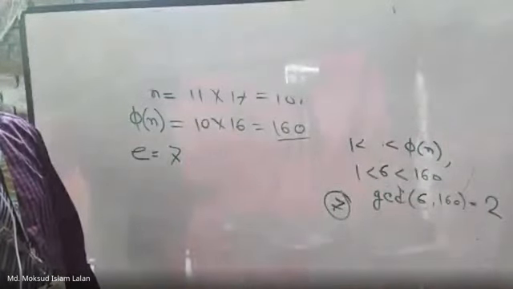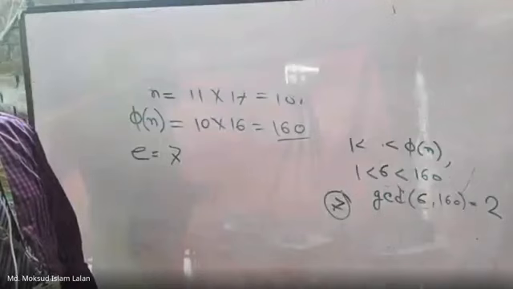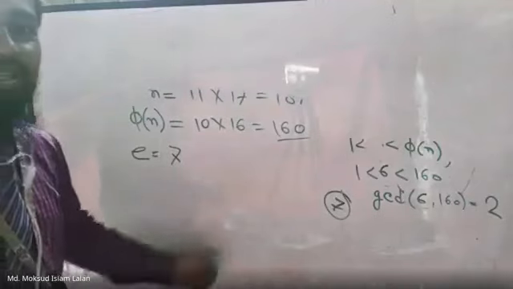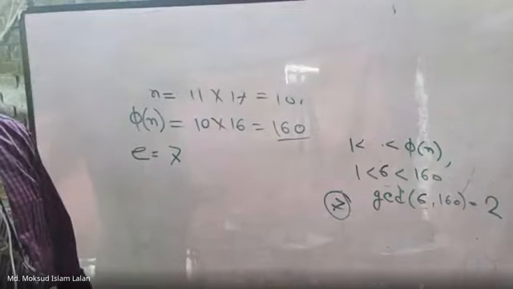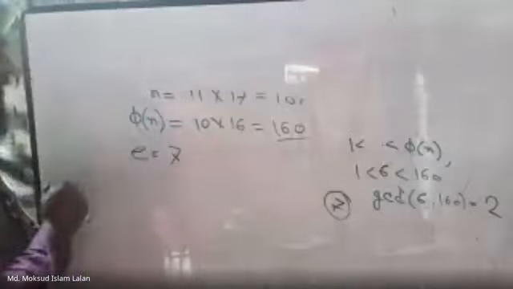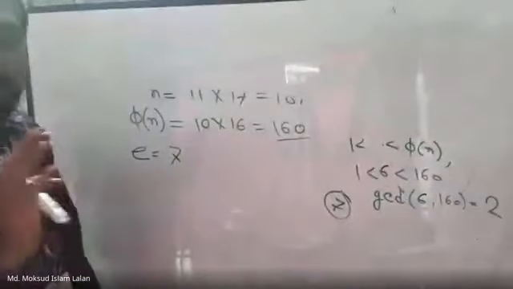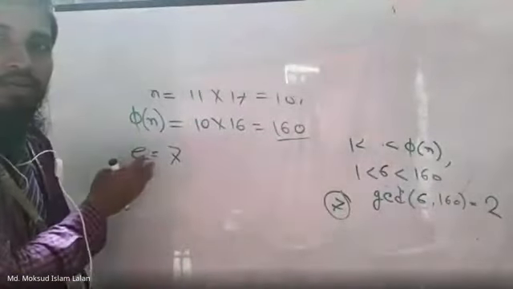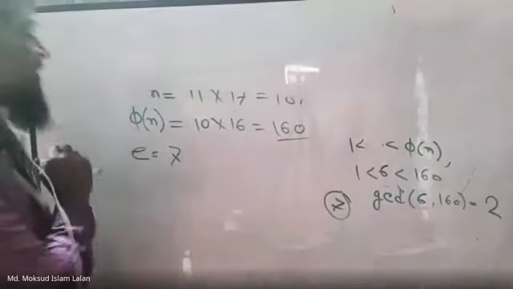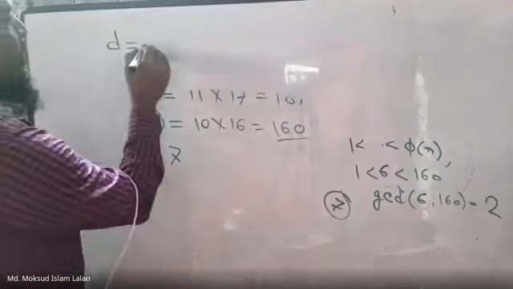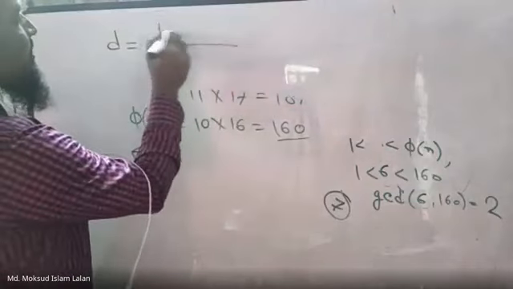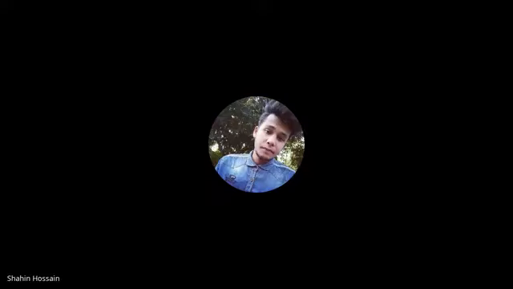Done? Please respond. Do you understand or not? Baijit, can you hear me? Yes, sir, clear now. Okay, now E is done. We have considered E as 7, right? Now D. What is the formula of D? 1 plus k times phi of n, divided by E.